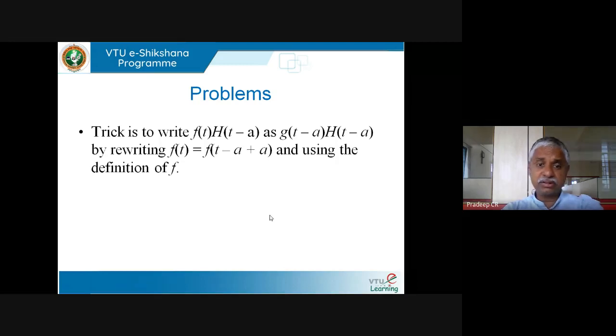You see, this is the trick I was telling you, is to write f(t). In general, if they give you f(t) into h(t minus a), you write this as g(t minus a) into h(t minus a), where I throw away f and instead of that, I'll have a g. So how do you do that? You write f(t) as f of (t minus a plus a) and use the definition of f to expand this.